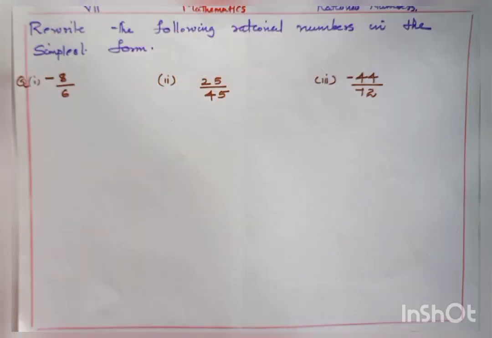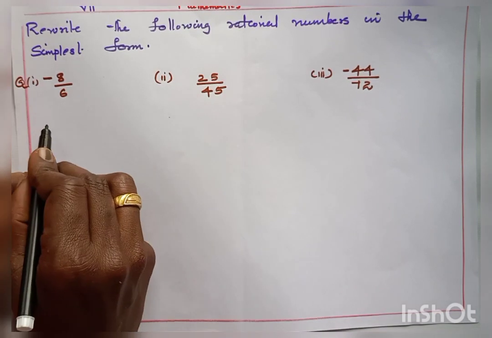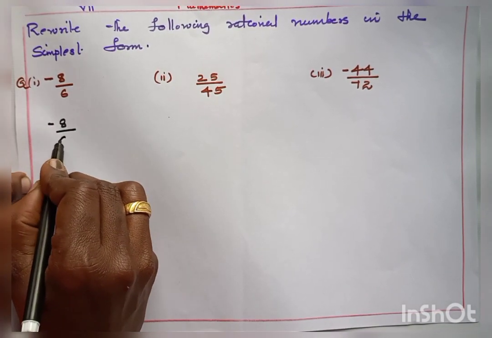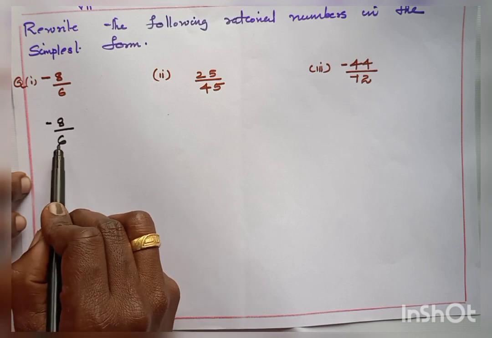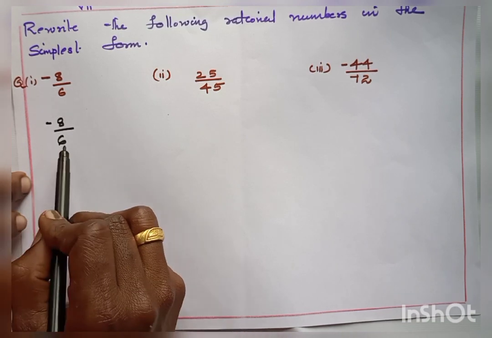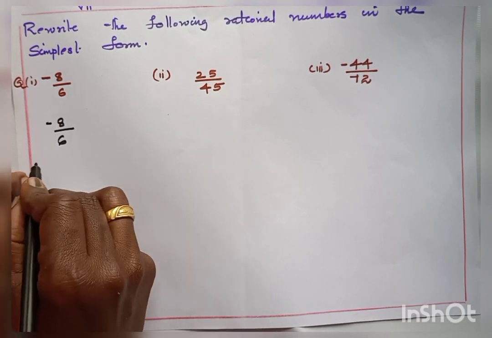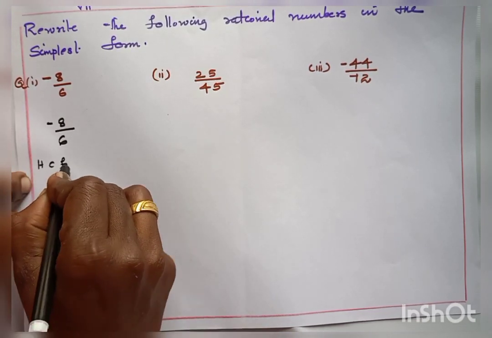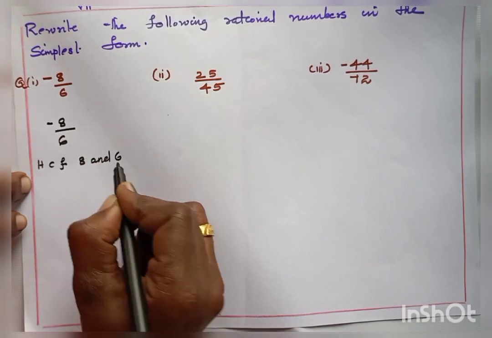We write the following rational numbers in the simplest form. Simplest form means standard form. Okay, so the first question is minus 8 by 6. 8 by 6, the denominator is positive, but 8 and 6 have a common factor. So find the HCF of numerator 8 and denominator 6.